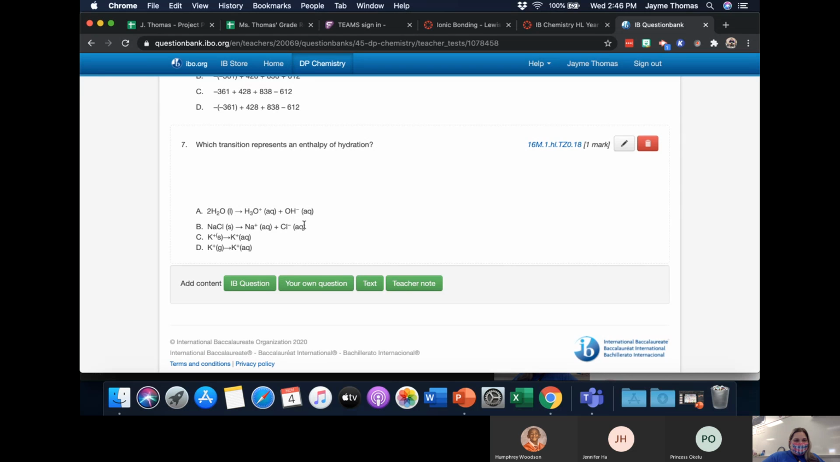A and B are totally different. B is showing the whole process. So B would be the equation if they asked you for the enthalpy of solution. That's showing the whole overall process. I start with this solid ionic compound. I end with 2 aqueous ions. And so in between, we have this hydration and lattice enthalpy where we break these apart into the gaseous ions and then we hydrate them and make them the aqueous ions.